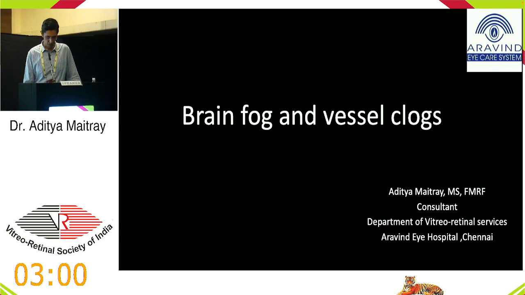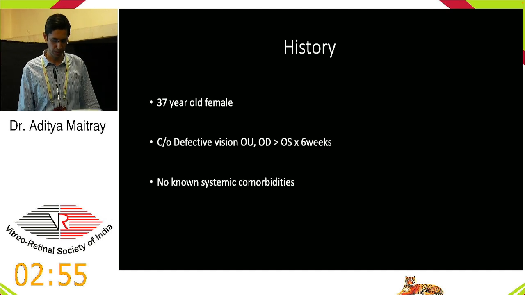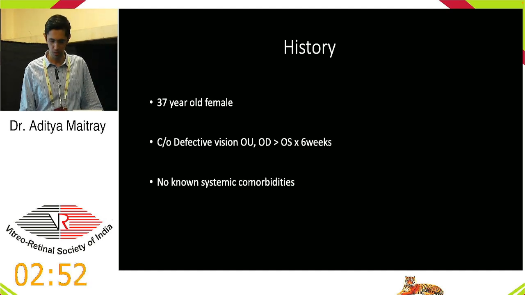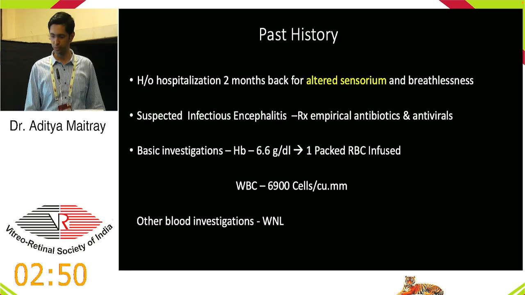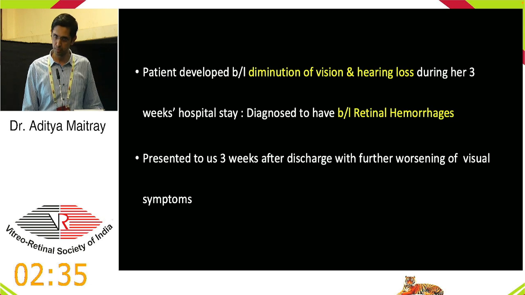Good evening, everyone. I'll be presenting an interesting case of a 37-year-old female who presented to us with sudden onset defective vision in both her eyes for about 6 weeks. She had a history of developing altered sensorium about 2 months back, for which she was hospitalized in a local general hospital and treated as suspected infectious encephalitis. She also had low hemoglobin, for which she received a blood transfusion. During her hospital stay of 3 weeks, she also developed sudden onset diminished vision and severe hearing loss. After discharge, once her general condition was stabilized, she was referred to our hospital.